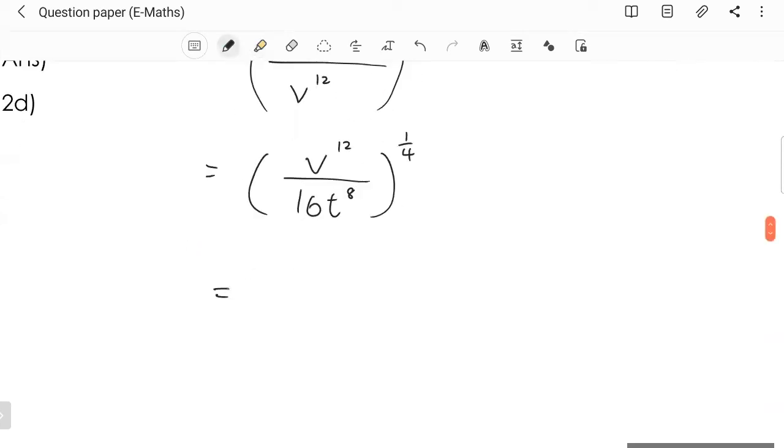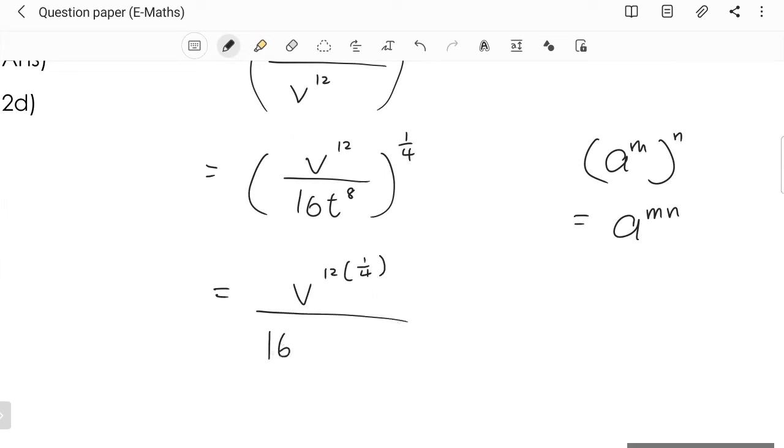Then we multiply the power in. So just remember your indices: a power m, power n, is a power mn. So we have v power 12 multiplied by 1/4. One thing I noticed that many students make a mistake on is forgetting to multiply the power into the numbers. The numbers are also part of a term. So you have to ensure that the 1/4 is powered for the 16 as well. Then we have t power 8, then we power 1/4.